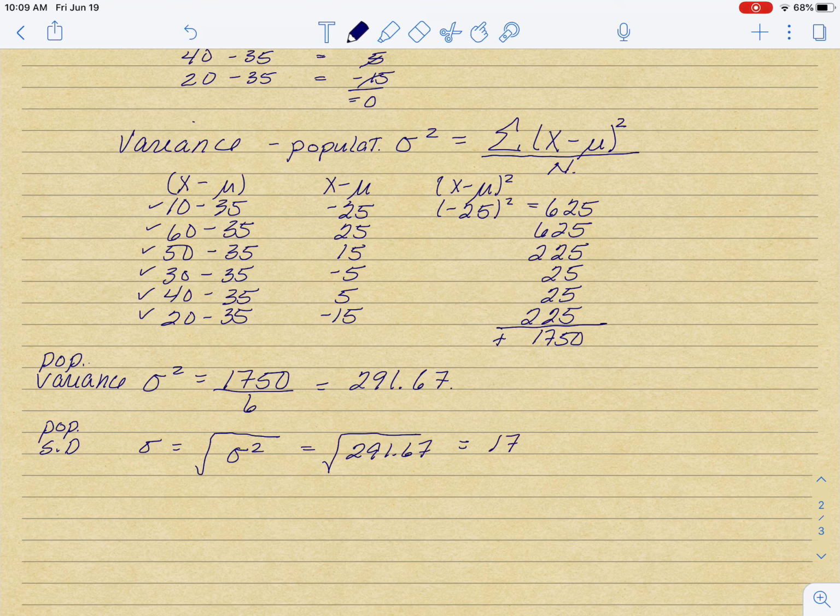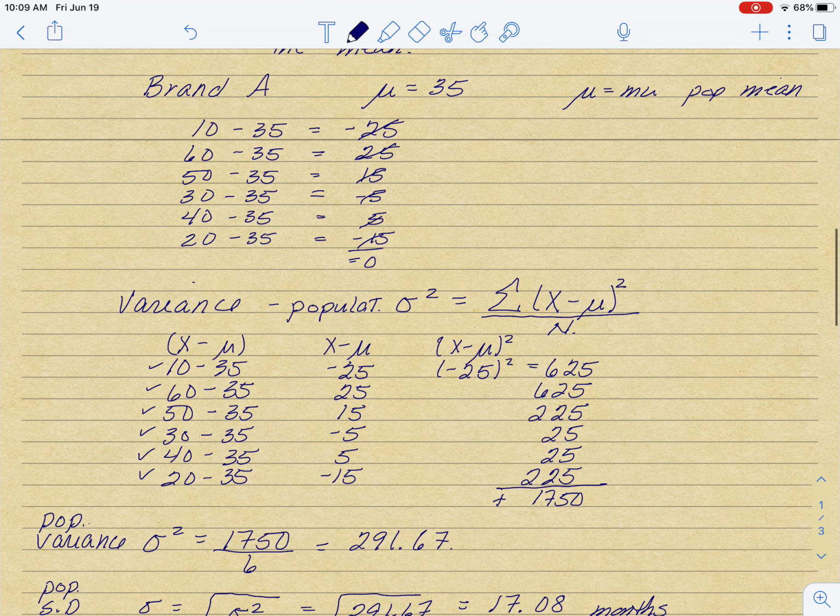and I get 17.08, okay? And that's our standard deviation. So it says on average, the difference between the mean and the data point is approximately 17.08 months. So that's our standard deviation. Now it's in months. It's in the same unit as whatever our data was in.